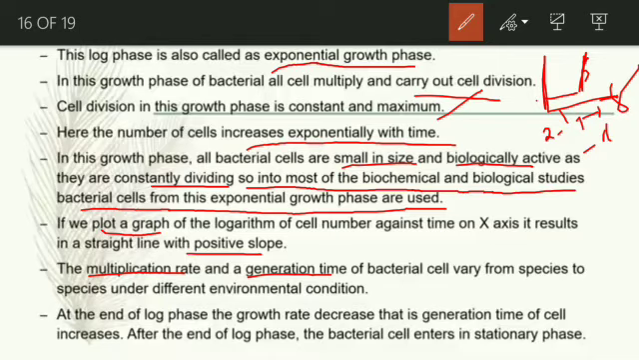Let us see now. The multiplication rate and generation time of bacterial cells vary from species to species. That means all species won't have the same generation time and multiplication rate under different environmental conditions. And we come to the last point of this log phase. At the end of the log phase, the growth rate decreases, that is, the generation time of the cell increases. You could understand, when the generation time increases, it takes more time to double. After the end of the log phase, the bacterial cell enters a stationary phase.